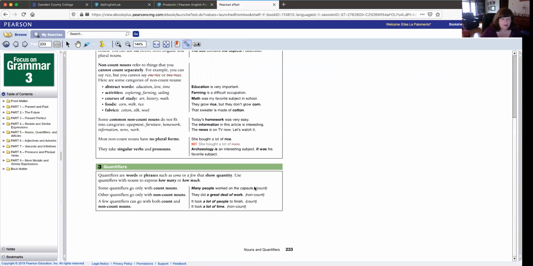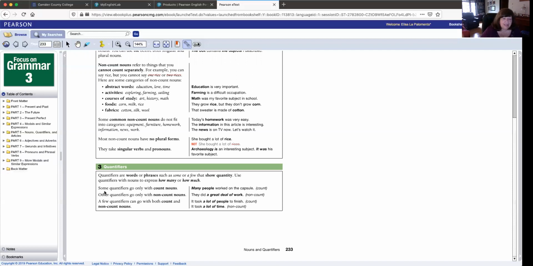All right, let's go to quantifiers, the words that show how much or how many. Quantifiers are words or phrases such as some or few that show quantity. Quantity would be how much or how many. So you use quantifiers, these words that show how much or how many, with nouns.